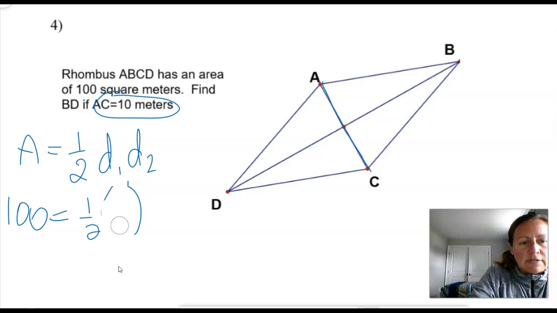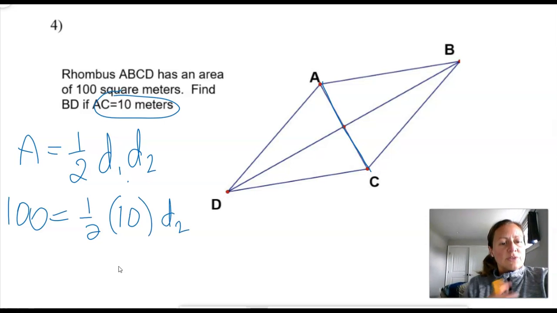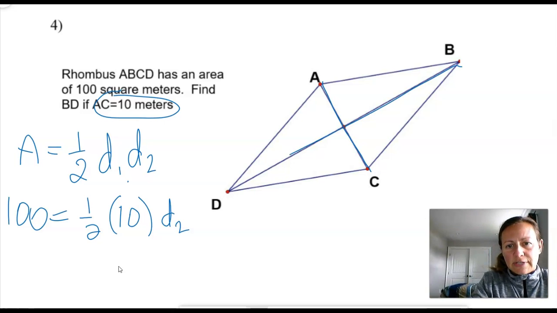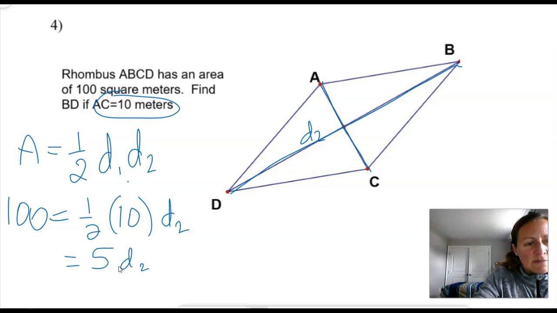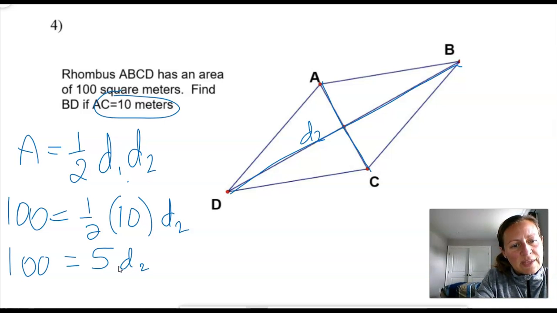I got to have a 10 there. 10 times D2. Okay. So we need to solve for D2 because D2 is BD. BD is the other diagonal, D2. Okay. So let's just simplify this. Half of 10 is 5. And so 100 equals 5 times the second diagonal. Therefore, the second diagonal equals 20 meters.